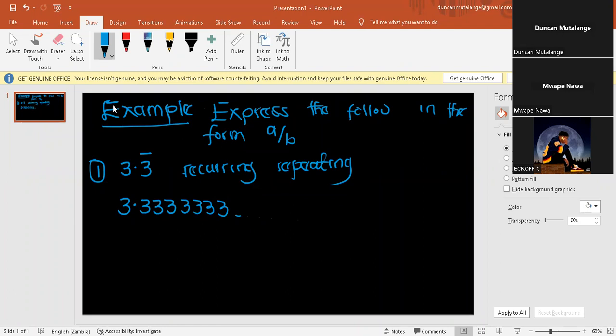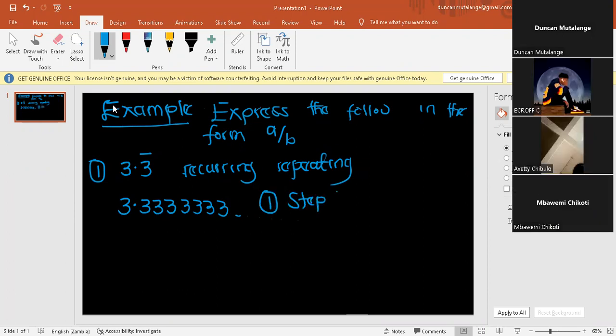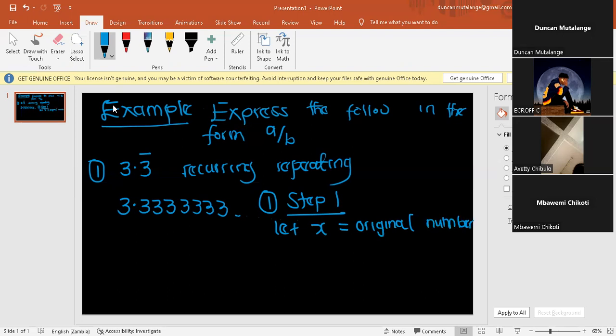Now there are steps that I'd love you to write when you're asked to express a number in rational form. There are only 3 steps, and once you know them, you can prove any rational number. So step 1 is let x be equal to the original number that you want to prove. In this case, we're going to say let x be equal to this number here.